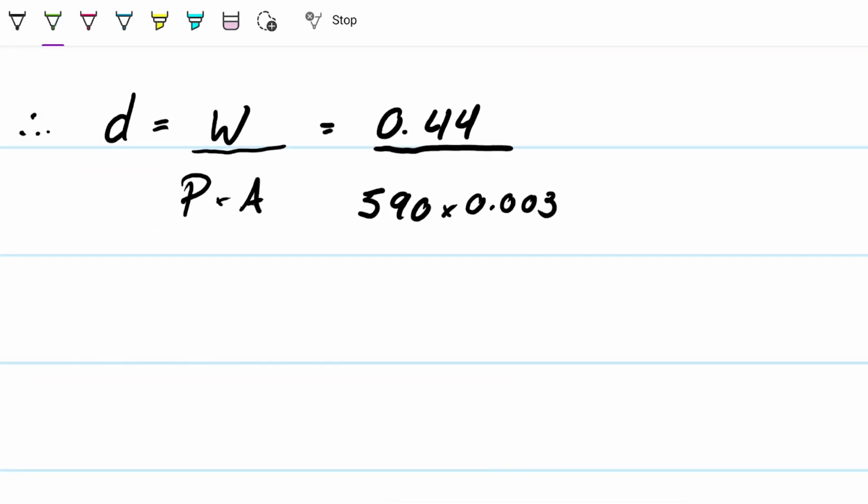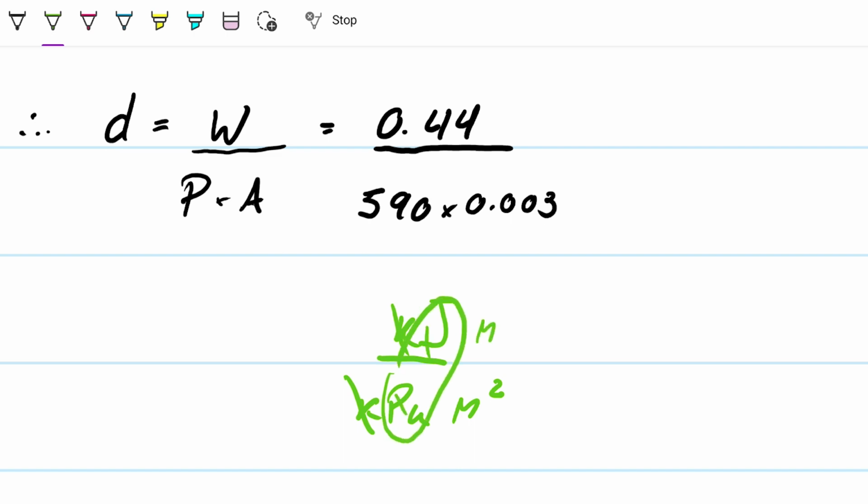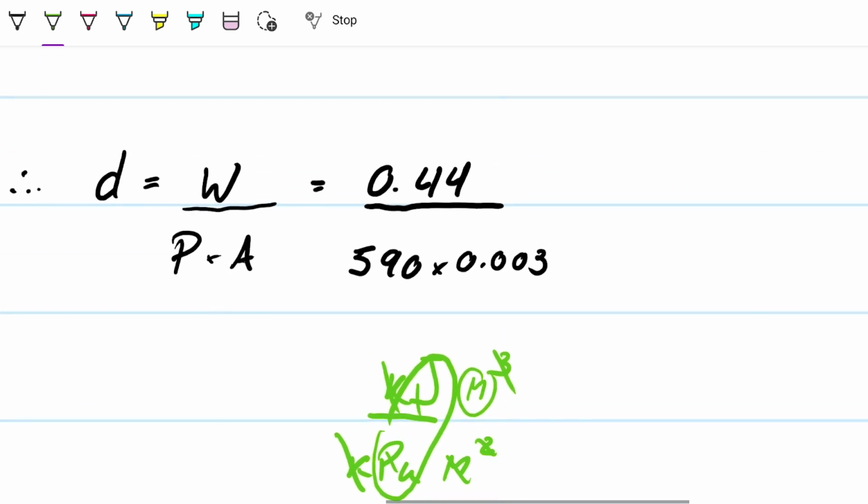We just need to ensure that all the units make sense. So we have kilojoules on the top there. Then we have kilopascals on the bottom, and we have meters squared also on the bottom. Kilo and kilo cancel. Joules per pascals is going to be meters cubed, per meter squared, that's going to be meters. So our answer is going to be in meters, which makes a lot of sense.